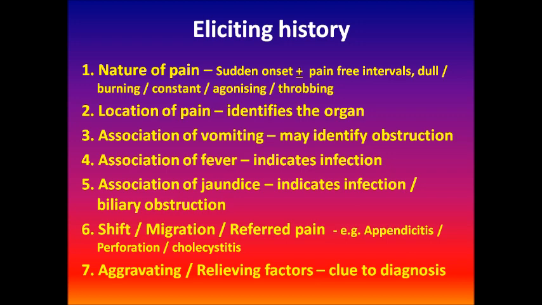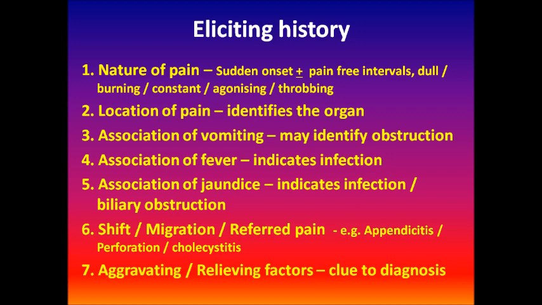Having gone through an overview of illnesses involving the upper abdomen, we go to eliciting the history. While eliciting the history, the first point you must know is about the nature of pain. Whether it is of sudden onset with or without pain-free intervals, whether it is dull or burning or constant or agonizing or throbbing in nature. Each has a specificity. The pain has to be localized because the area of pain and the area of the organ which creates this pain are generally identical. Association of vomiting may identify obstruction in some cases.